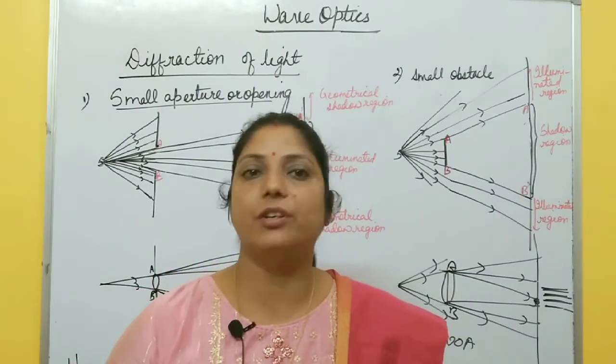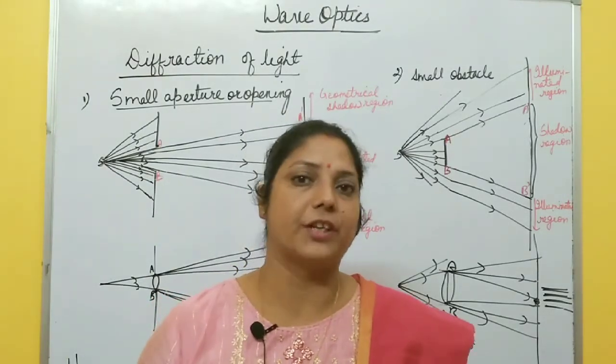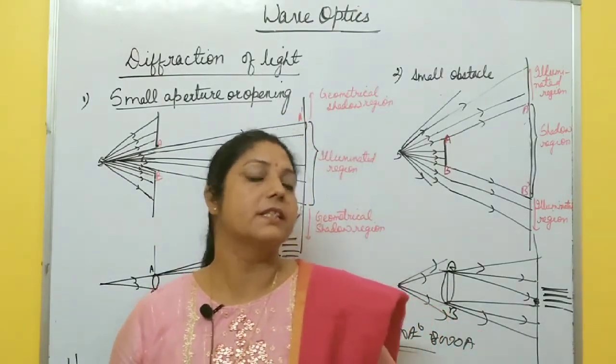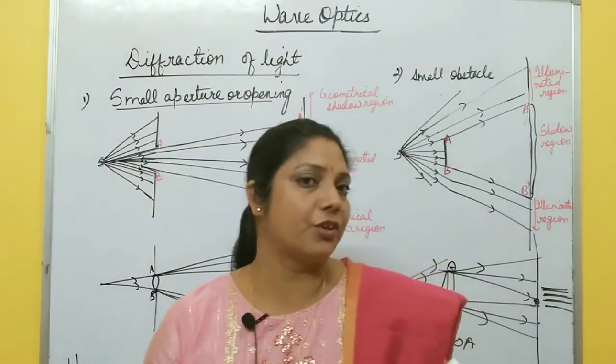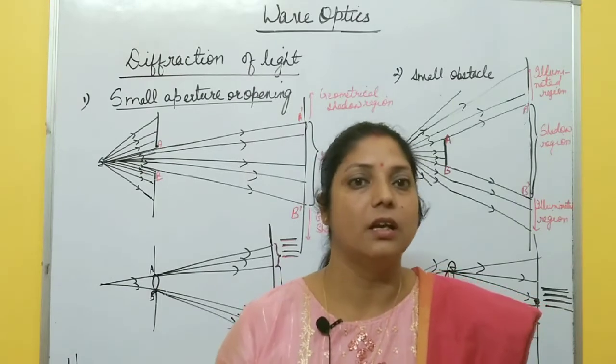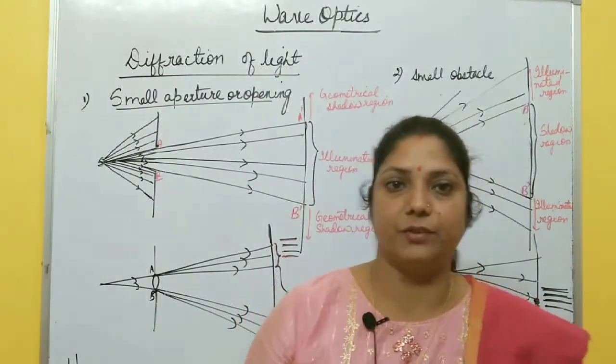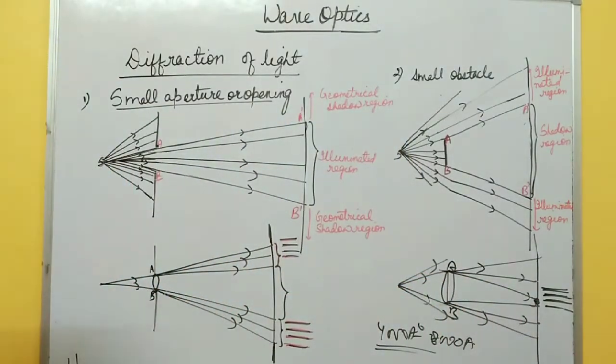So diffraction of light is not observed at all places. This is diffraction of light. Now we will discuss in detail what is diffraction of light, what are the different conditions when diffraction of light takes place, and diffraction due to a single slit in detail. Let us start that one. Please note down this one.